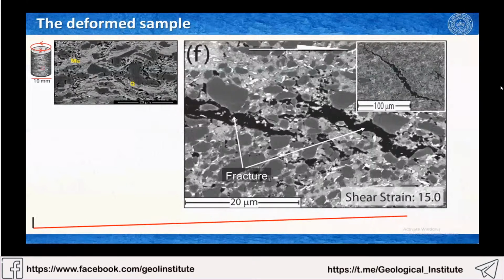And this is shear strain 15. We don't have any melt here. We have quartz, remnant relict quartz grains, we have feldspar, and we have biotite and other spinel minerals. And we form this kind of fractures. We can consider this was a tensile fracture or maybe rotated high angle brittle shear fracture and some low angle brittle shear fractures.